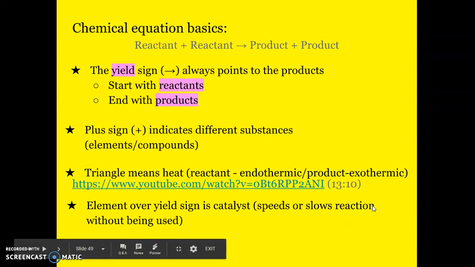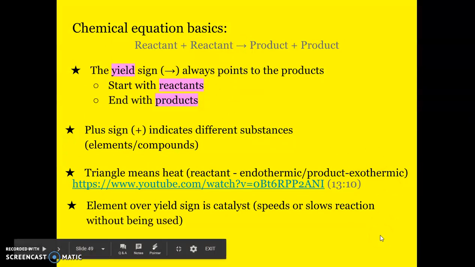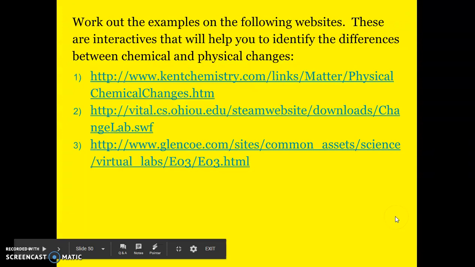about chemical reactions. If you see an element over the yield sign, that usually tells you that it's a catalyst that's needed. So a lot of times you might see water that is listed. Water is something that makes that reaction go, or it won't go without that. So that's going to be the catalyst that might speed up or slow down a chemical reaction.